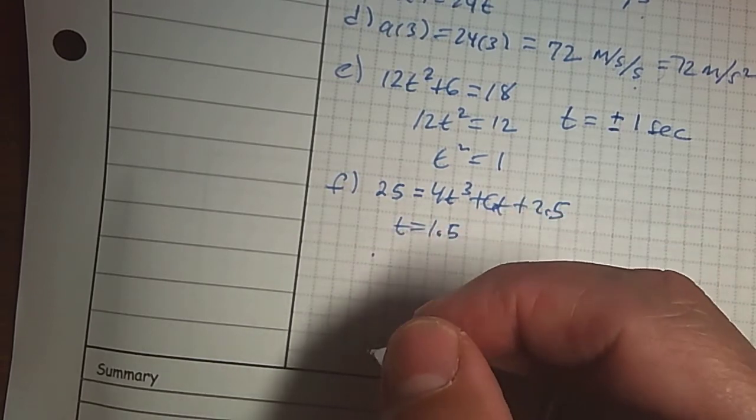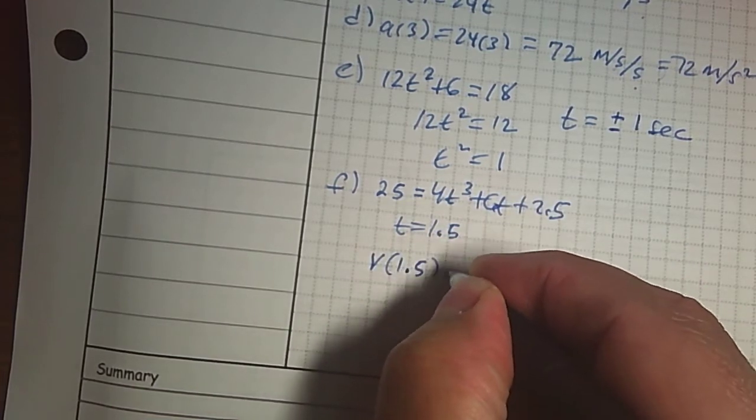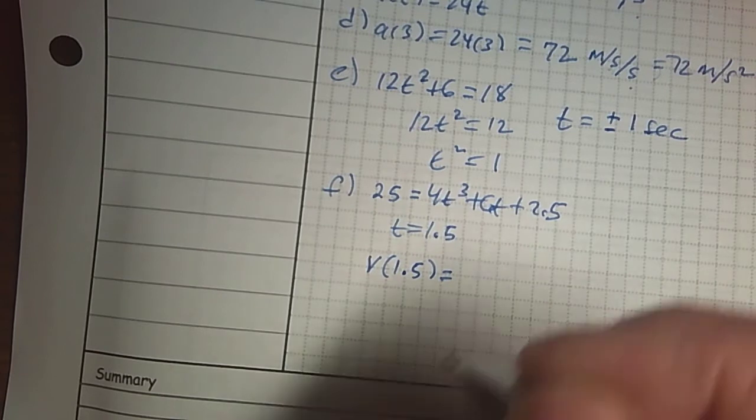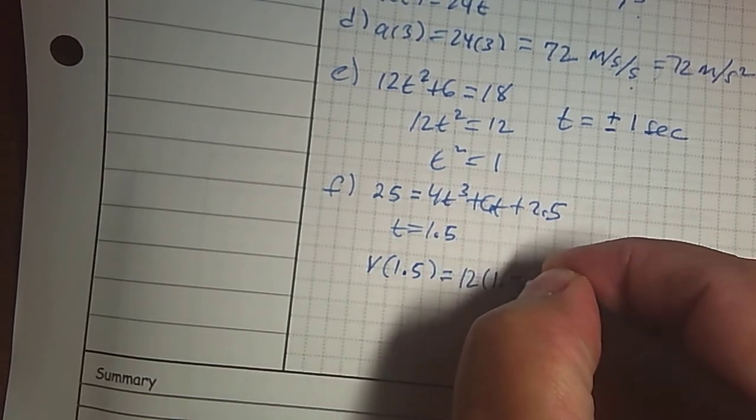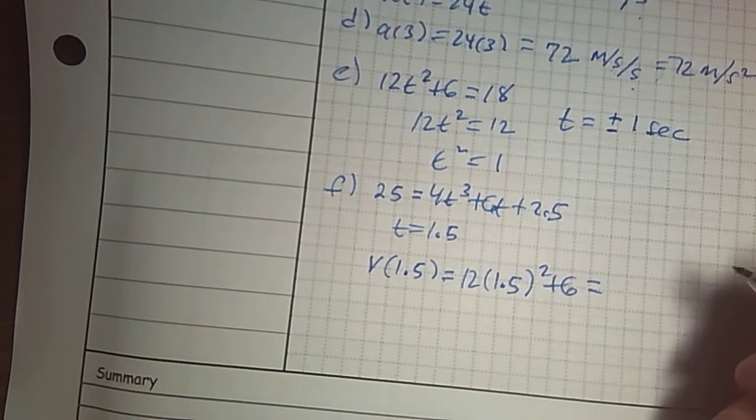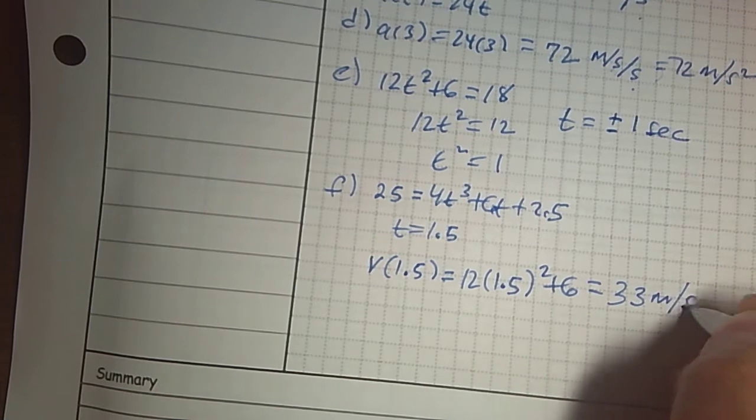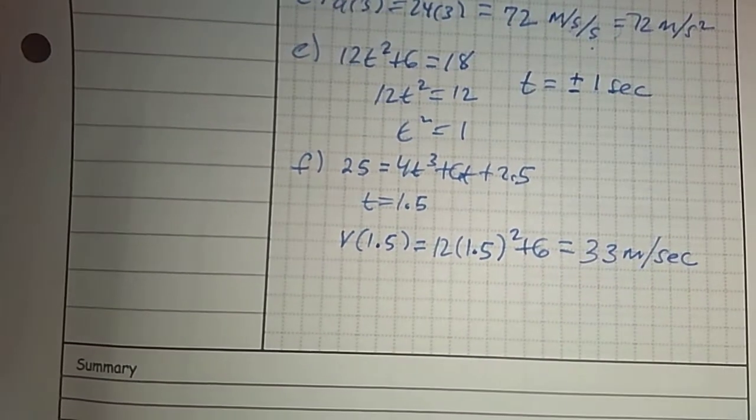So it says find the velocity. So now we know the time, so it's 1.5. So now we take that answer and put it into the velocity equation. Again, you can use your calculator, but the answer is 33. Make sure you have units here, and it's 33 meters per second.